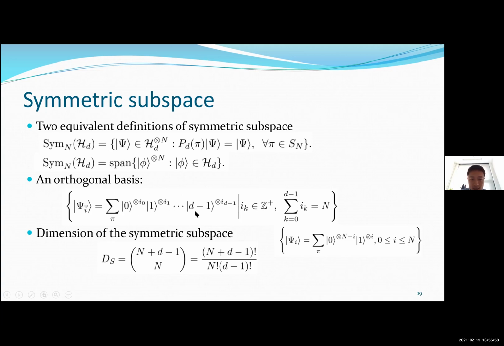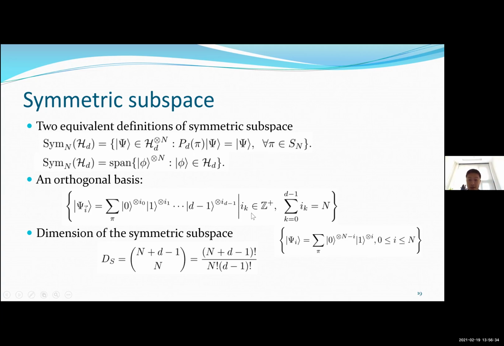So that's a product state in the computational basis, and then you run over all the permutations. So this summation takes all the permutations, and then obviously we can see that the states for different Ik are orthogonal, right? Because this is defined in the computational basis. So first of all they are orthogonal, and you can quickly prove that by definition it's an orthogonal basis for this first definition of the symmetric subspace.